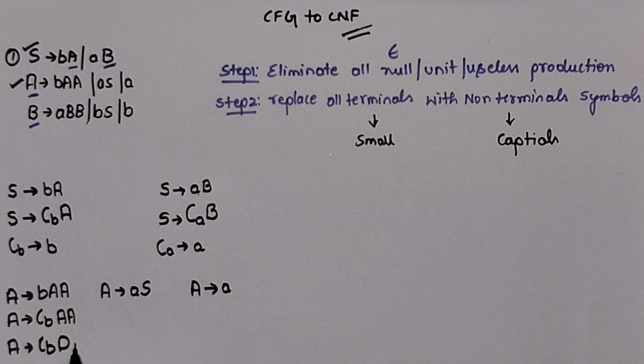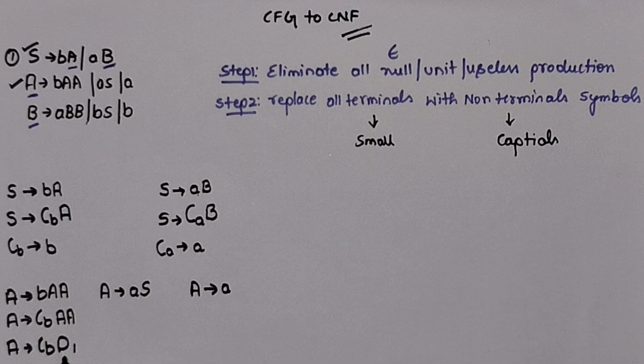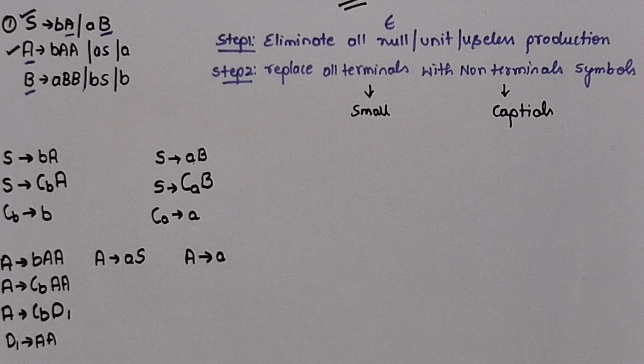So let me call them as D1. Now if you see, there are only 2 consecutive or adjacent capital letters. No 3 capital letters are there in the adjacent. Now, which elements D1 replaced? Capital letter A and capital letter A.